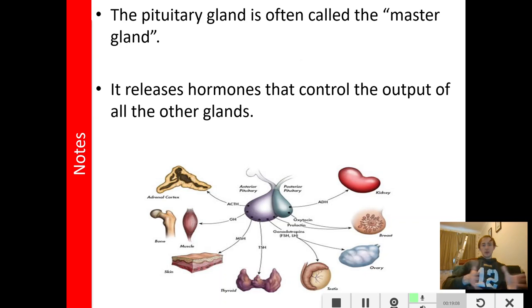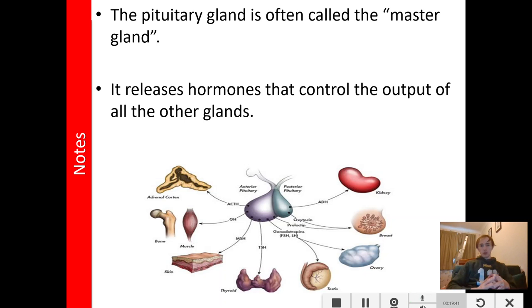You need to write these two bullet points down. The pituitary gland is often called the master gland, if you want to call it that, because it releases hormones that control the output of pretty much every other gland. It is one gland to rule them all. Right? This is the gland that is sat there telling every other gland what to do. And it, in turn, is receiving information from the brain and taking in information from the blood to decide what to do.